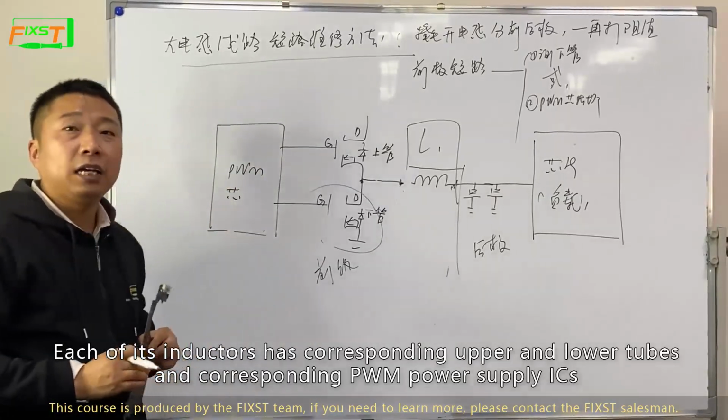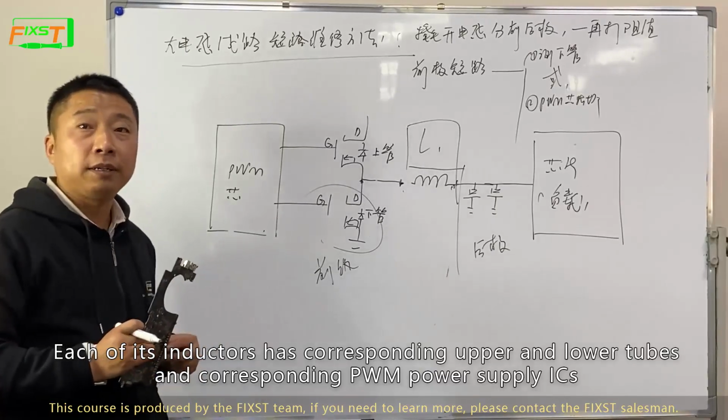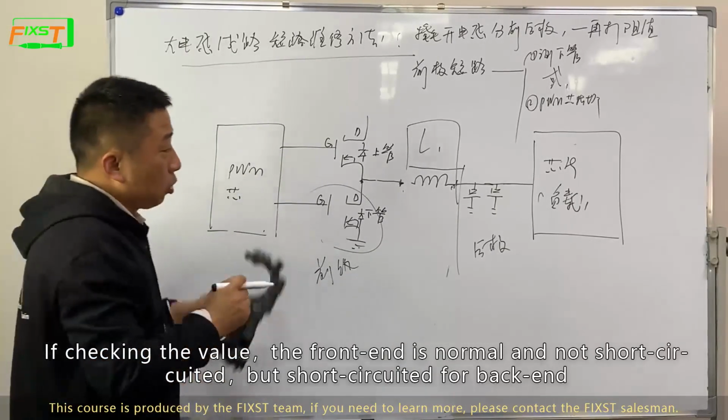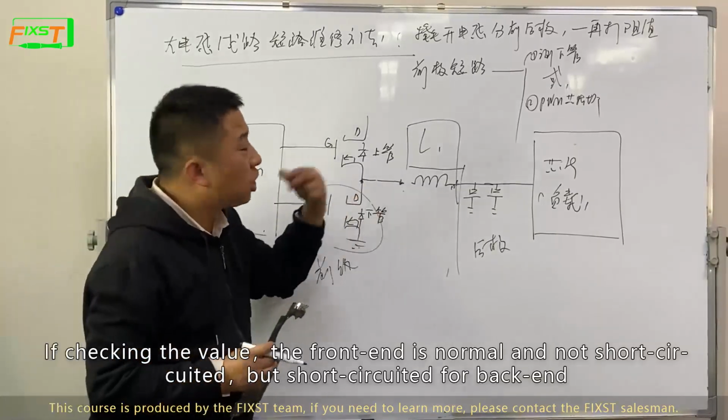Each of its inductors has corresponding upper and lower tubes and a corresponding PWM power supply IC. If checking the value, the front end is normal and not short-circuited, but short-circuited for the back end.